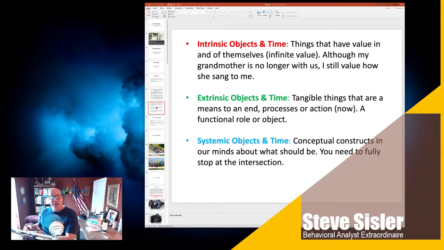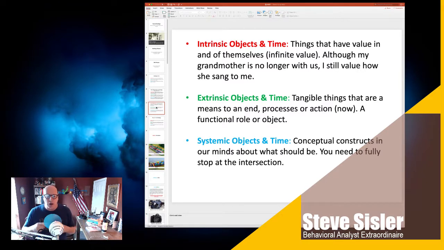So this has to do with what should be. What should you do when faced with a stop sign? So systemic objects and the timing. The time here is the future. It's when I'm in a situation, what am I supposed to do or what should I do? Okay? And this all has to do with anything that has absolutes associated with it.